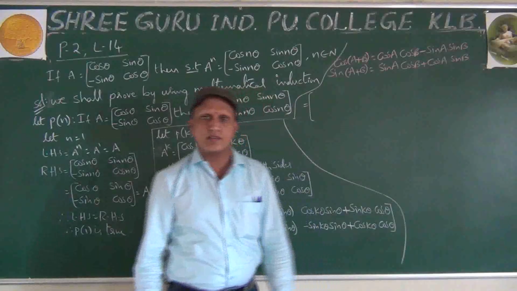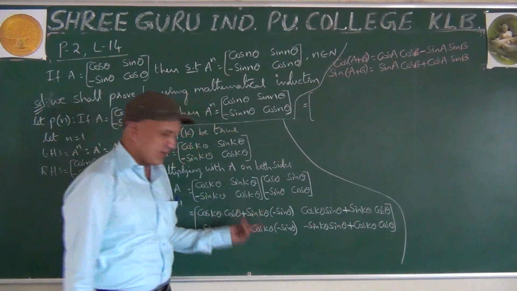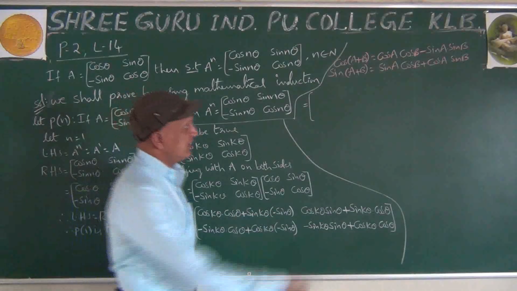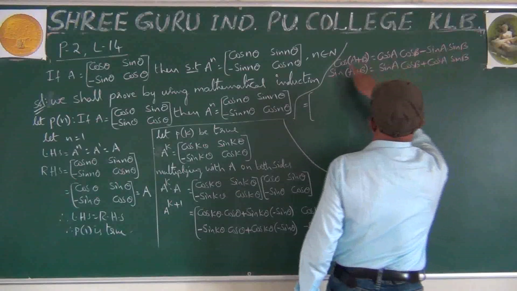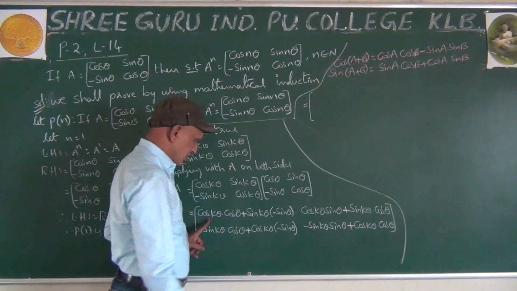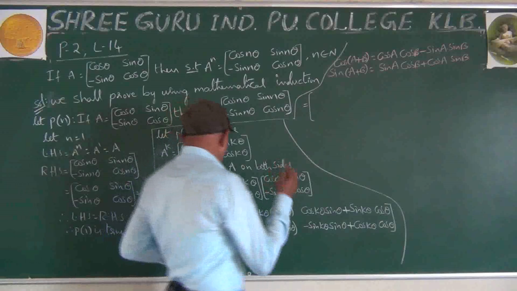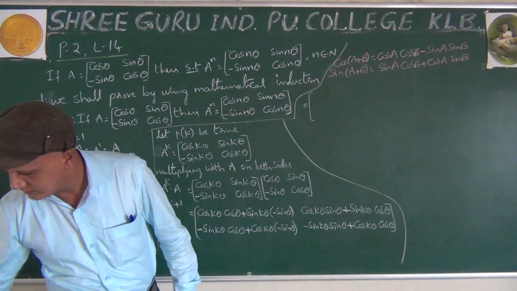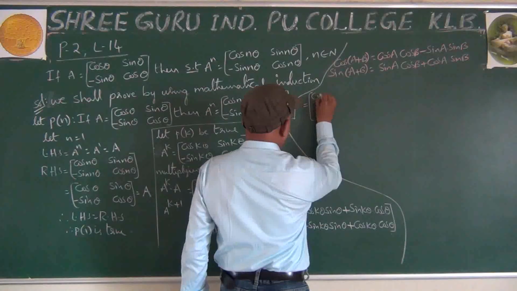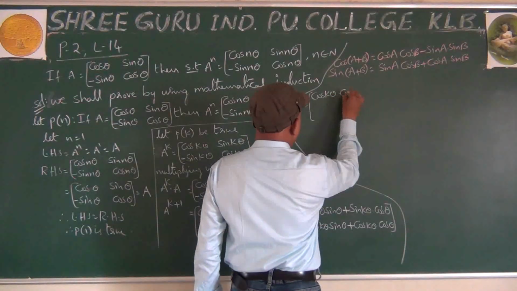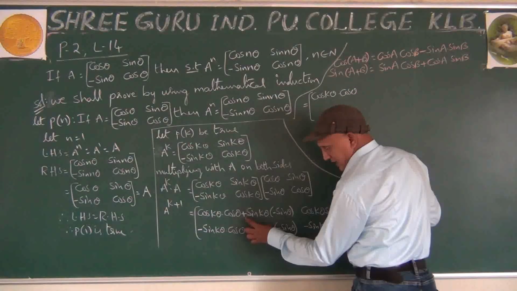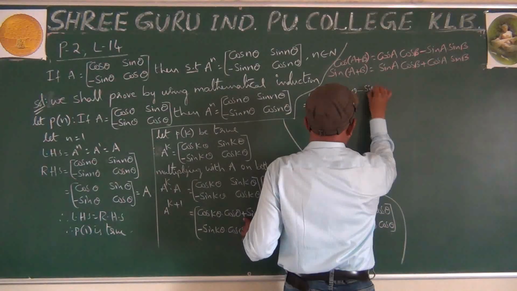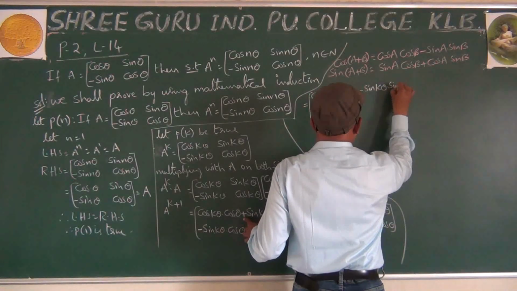Now let us see here. These two formulas we are going to use. Let me write this small thing: cos k theta cos theta, plus into minus is minus, sin k theta sin theta.